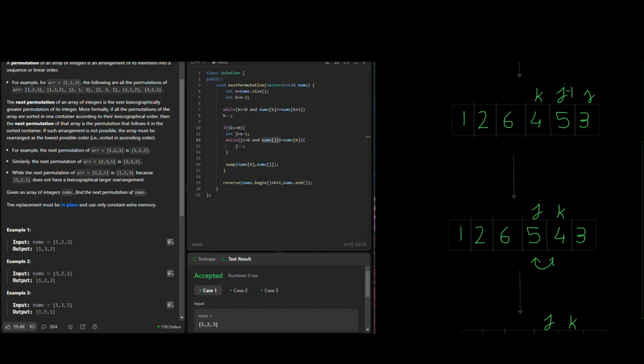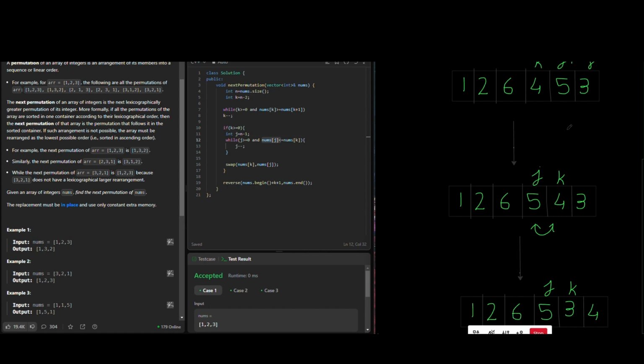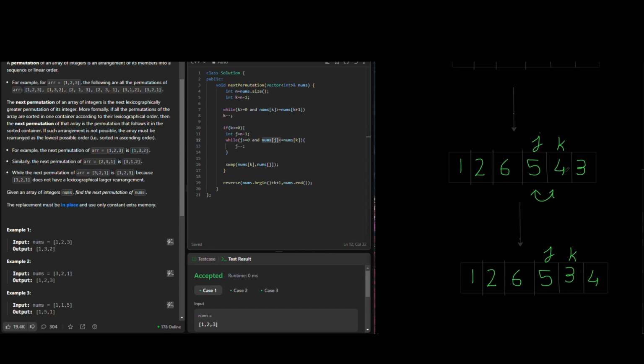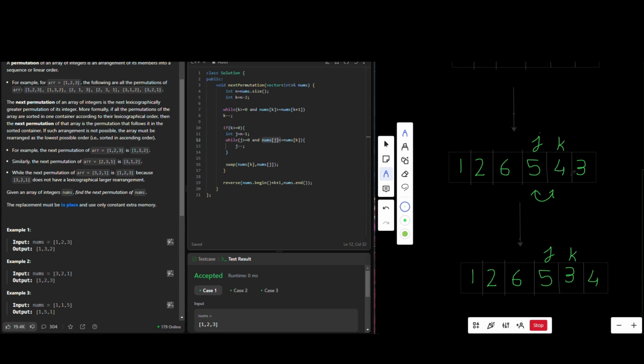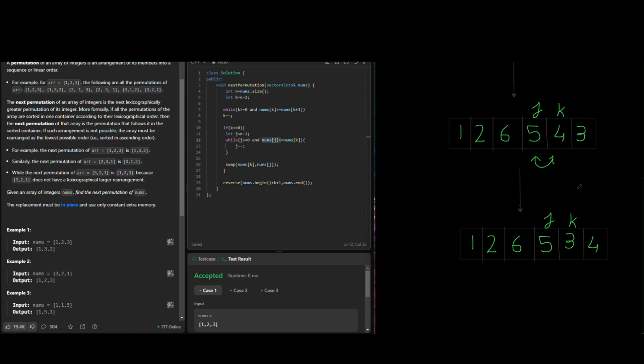Because we found the number just larger than k and swapped it with the given number at this index, we will have a permutation which we want to reverse, since the part to the right is in descending order, right? As you saw, 4 is here and 3 is here. We don't want this. We want 3 to be here and 4 to be here. So we'll just reverse it, so that we have 3 here and 4 here. So this is the permutation we were looking for initially, and this is what we have got here.